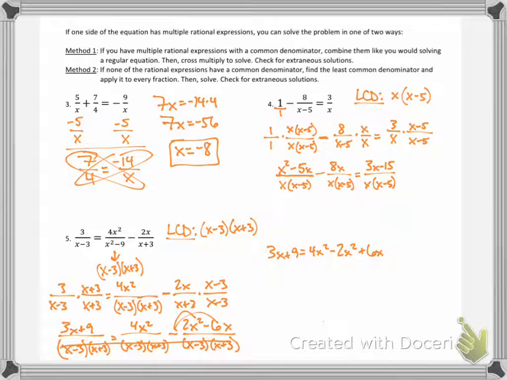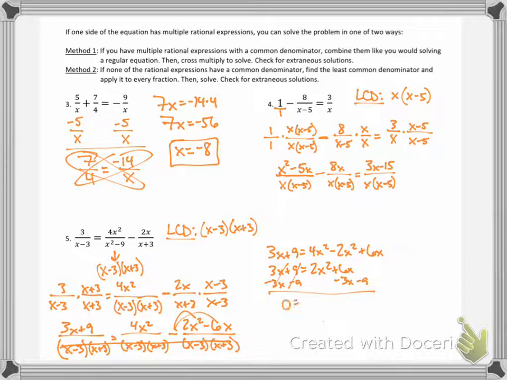And now we're just going to simplify everything. We'll do this in a couple ways here. I'm going to combine my like terms on the right side, so I'll have 2x squared plus 6x. Move away the 3x and the 9.